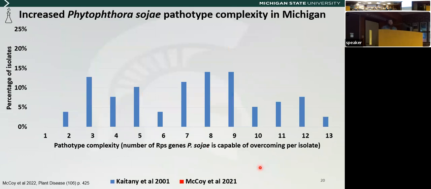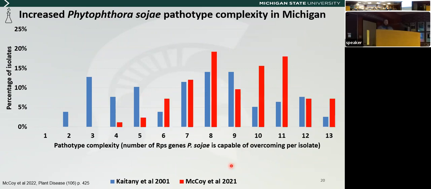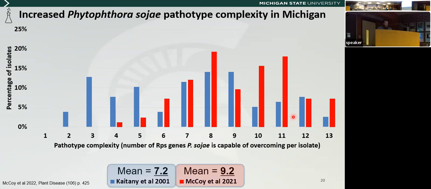In terms of pathotype complexity, remember pathotype complexity is the number of resistance genes that an isolate or group of isolates can overcome. We saw a pretty wide distribution in 2001, the previous sampling. When we went back, we saw that those values were now skewed left and much higher than 20 years ago. And indeed, when we look at the means of 20 years ago versus today, we see that on average, these isolates can overcome 2 more resistance genes than they could 20 years ago.